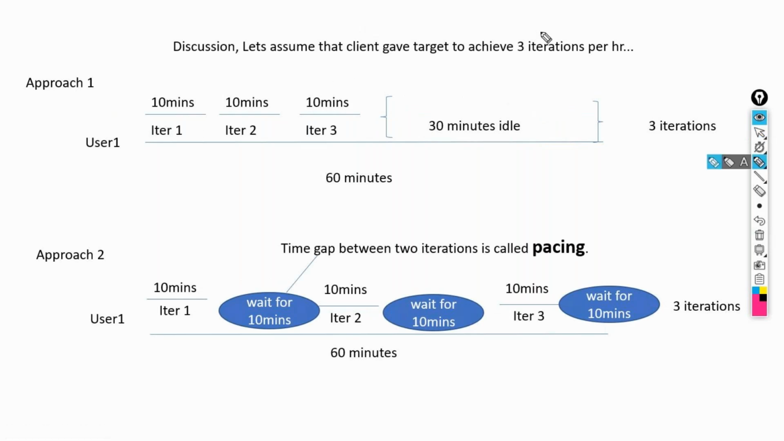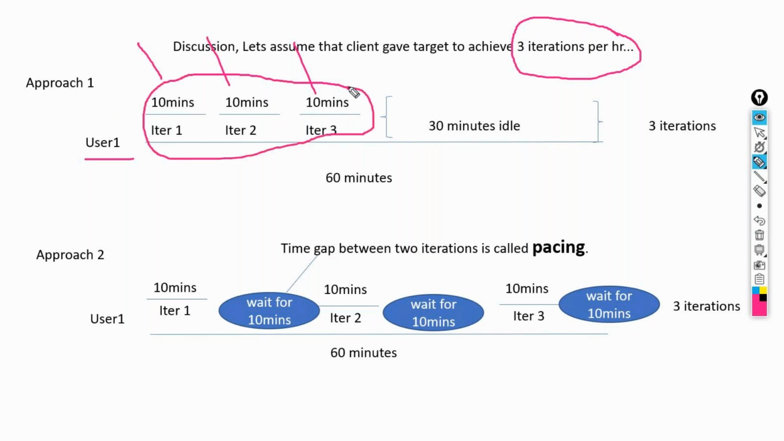Now let's say in this example, the client gave 3 iterations per hour. In the previous example, the client gave 6 iterations per hour. Now here, the client is saying only 3 iterations per hour. Basically, the client didn't mention any user here. The client just mentioned 3 iterations per hour. That's it. So in approach one, there is a user one completing iteration one in the first 10 minutes, iteration two in the next 10 minutes, and iteration three in the next 10 minutes. In this way, 3 iterations are completed in the first 30 minutes, and then the remaining 30 minutes are idle.